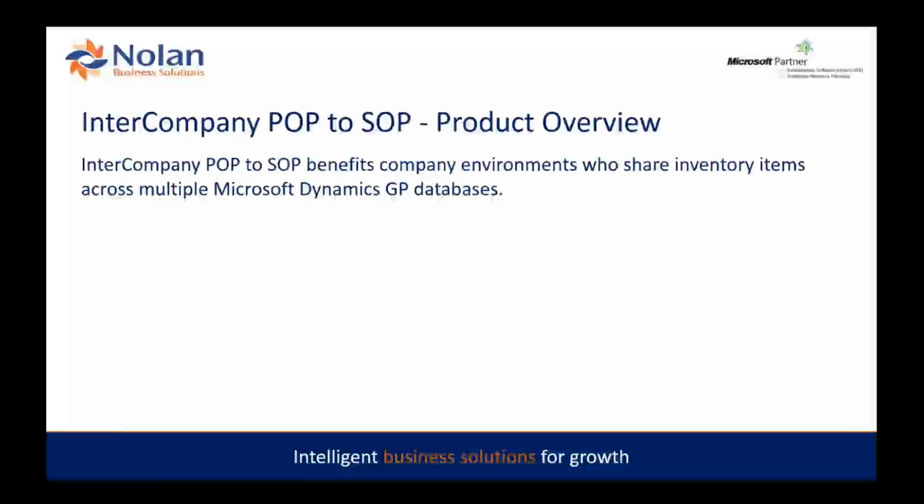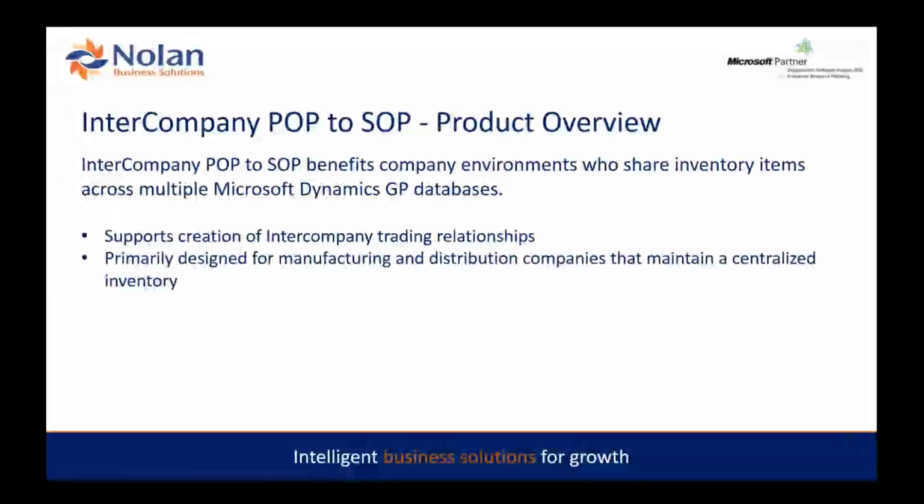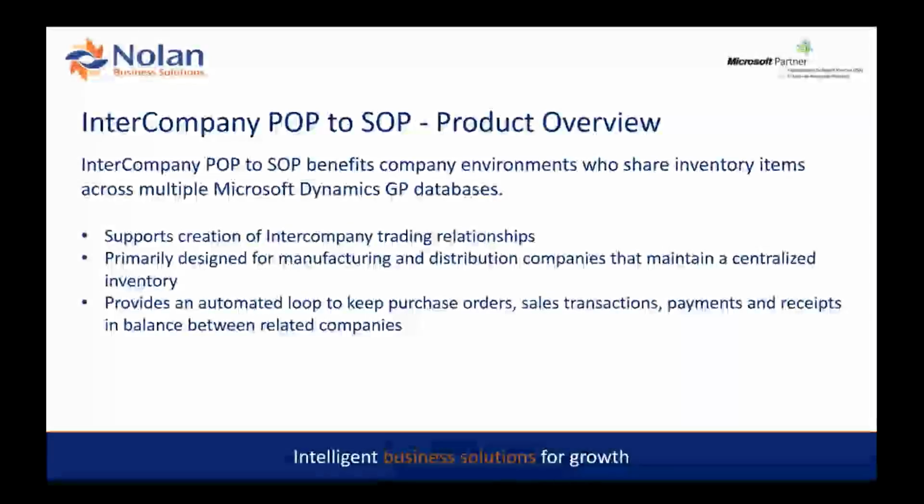By supporting the creation of intercompany trading relationships between related entities, this product provides an automated loop to keep purchase orders, sales transactions, payments and receipts in balance between those related companies. As will be demonstrated in a moment, Intercompany POP to SOP is embedded in the existing Dynamics GP windows, making it a seamless process for users that are already familiar with standard Dynamics GP POP and SOP processes. It is also fully integrated, providing support for companies that have differing functional currencies.